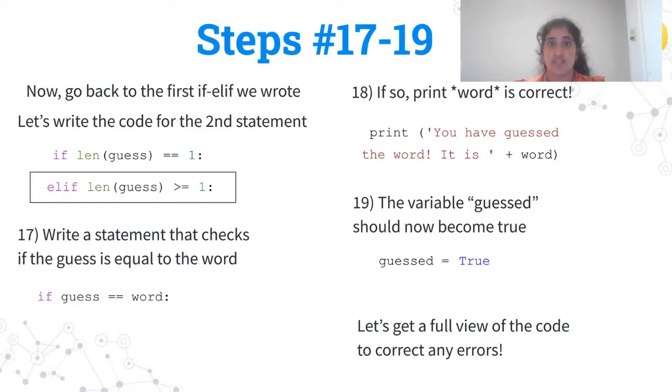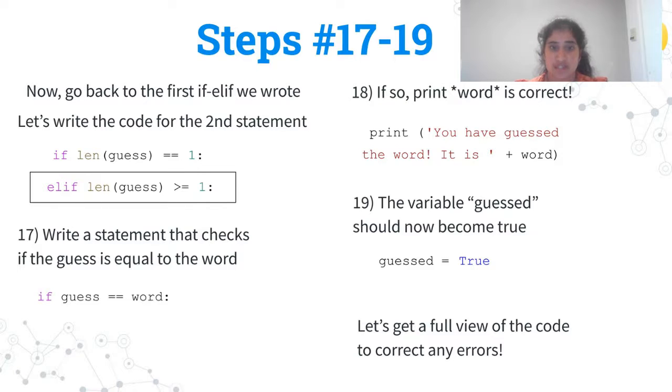Now we're going to go back to the first if-elif statement that we wrote. We're going to write the code for the second statement in this. For step 17, write a statement that checks if the guess is equal to the word. I'll give you a few seconds to work on this, but you can pause the video if you need more time.